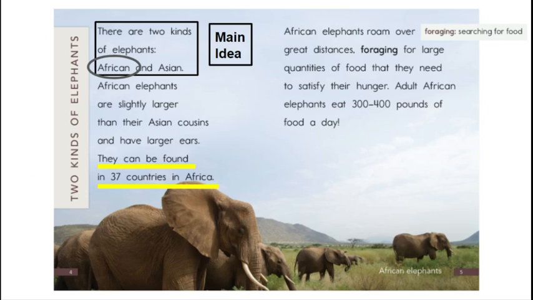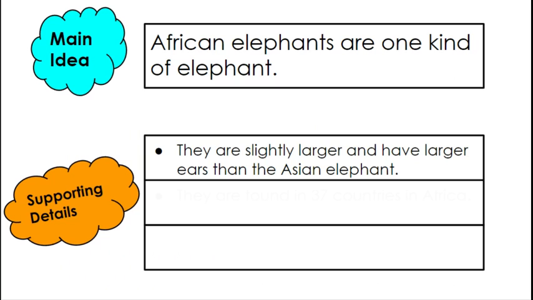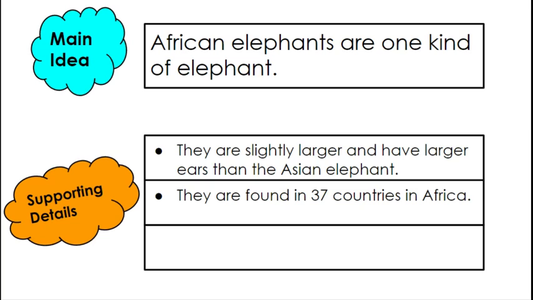Let's take a look at the next sentence. They can be found in 37 countries in Africa. Thumbs up if you think that's a supporting detail. I think so too, because it's letting me know, again, that that's one kind of elephant. It's telling me more about that African elephant.